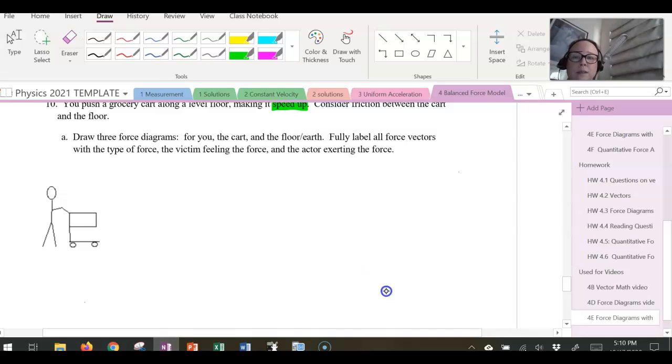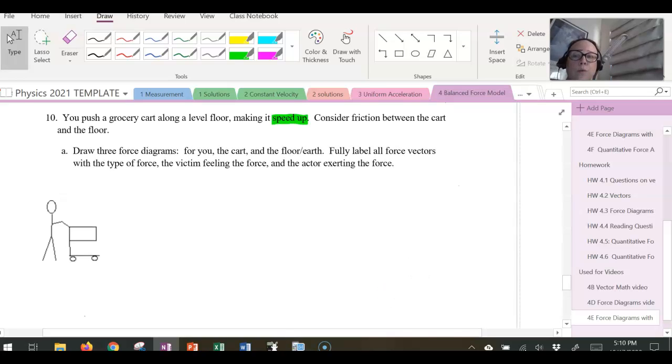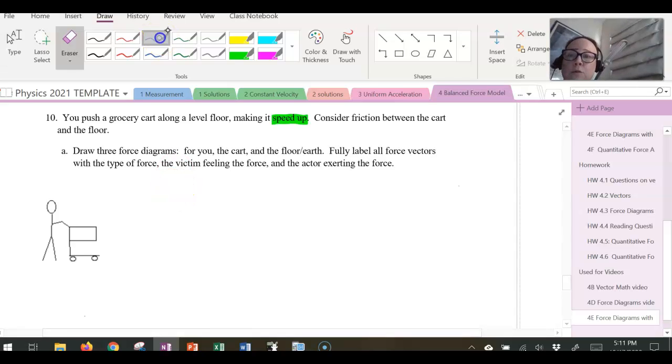So we have a simple situation here where someone is pushing a grocery cart on a level floor, making it speed up. So we know the net force is not zero on this cart. Okay, and there is friction between the cart and the floor.